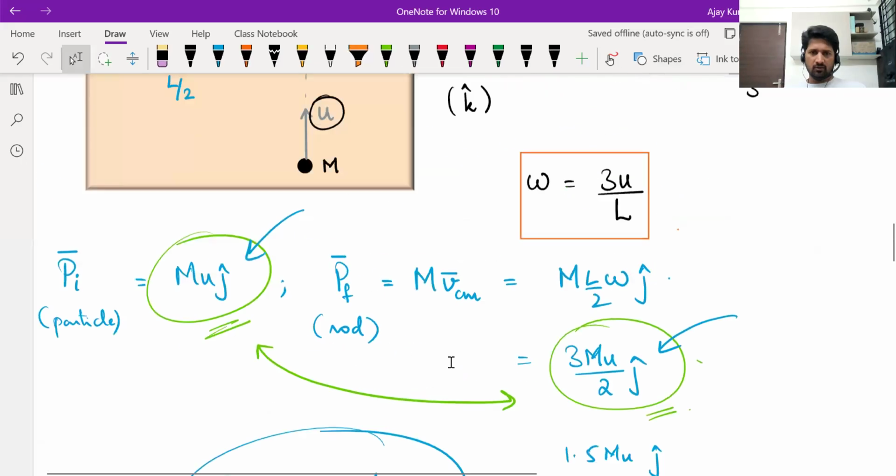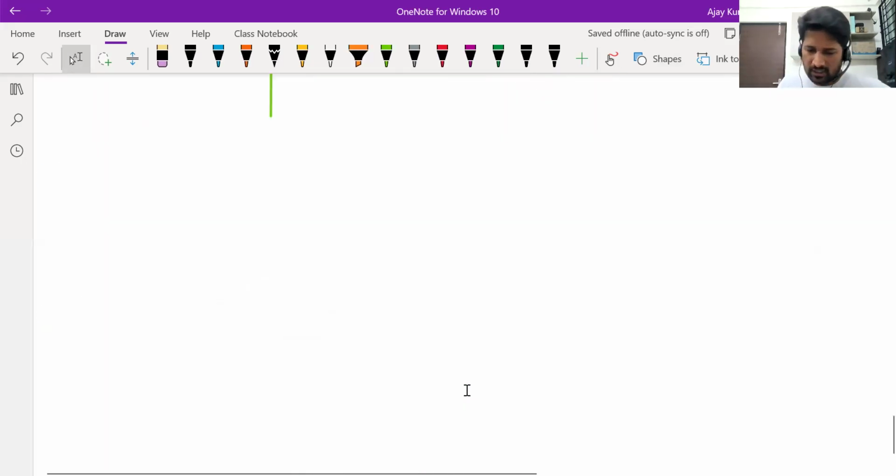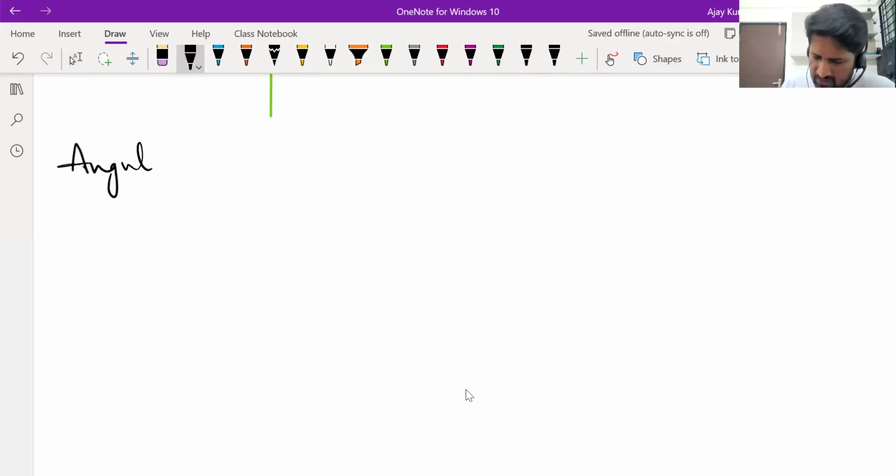Now that we talked about momentum, impulse and all, let's also introduce another term, angular impulse. Just the definition and basic calculation we'll discuss.